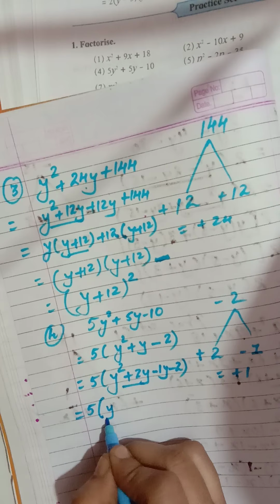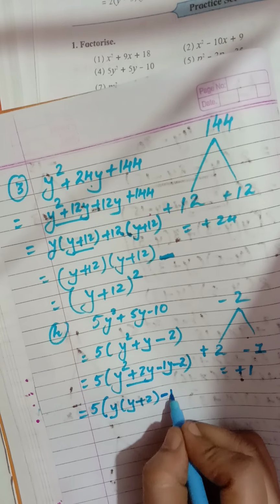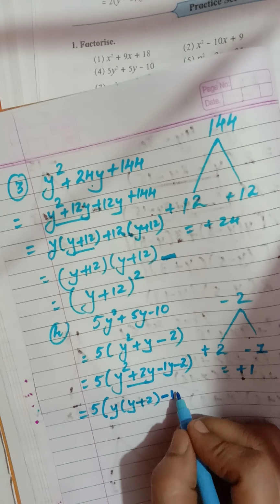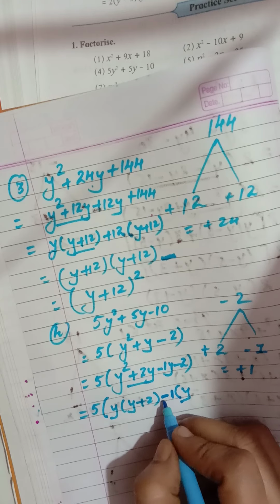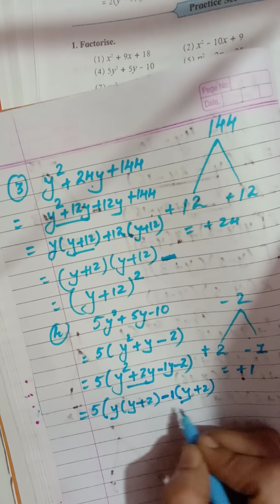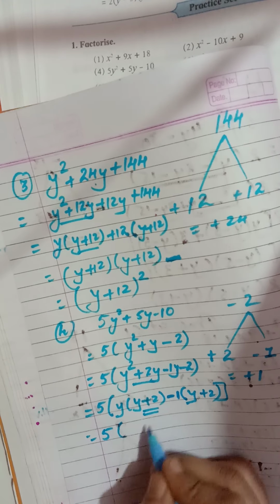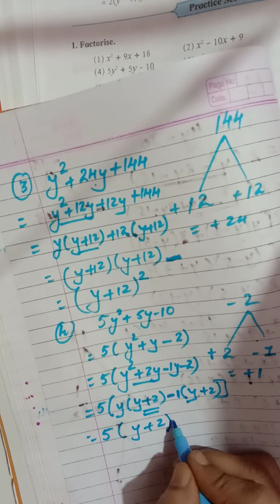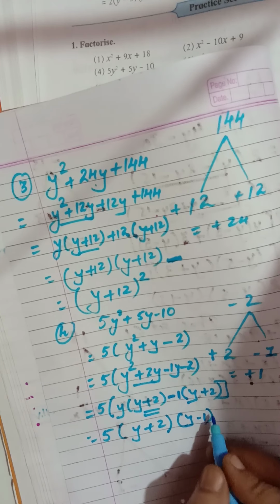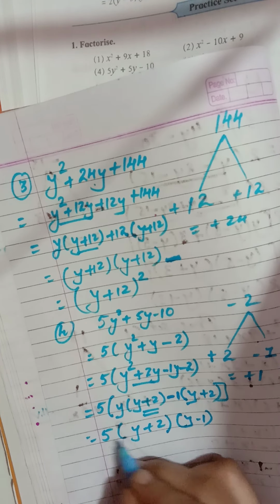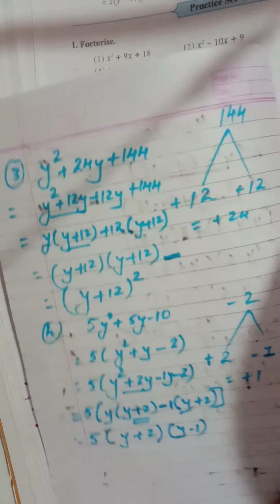This is equal to 5 as it is. From these two terms, y is common, and from the last two, minus 1 is common. In the bracket, what is remaining? y. Now see, children, same thing: we have taken the minus sign common, so here the sign will become plus 2. So this is equal to 5, now (y plus 2), and in the other bracket what is remaining? y, and minus 1 from here. So we have got the factors: 5, (y plus 2), (y minus 1).